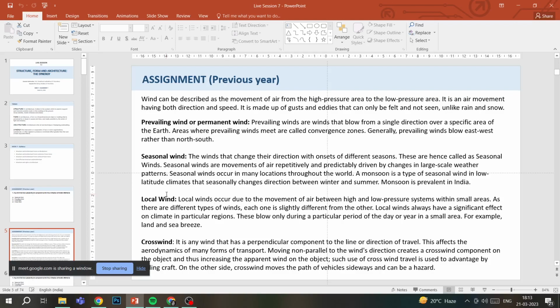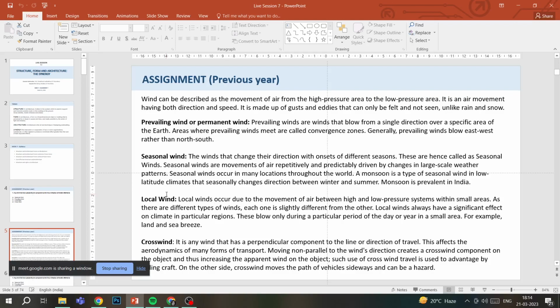So what is prevailing wind? Prevailing wind is first of all also called permanent wind. Prevailing winds are winds that blow from a single direction over a specific area of the earth. And areas where prevailing winds meet are called convergence zones. Generally these prevailing winds blow east to west rather than north to south because of the orientation of the earth and other reasons. They are called prevailing wind or permanent wind because they go specifically in one direction for a large amount of time of the year and in a specific region also.